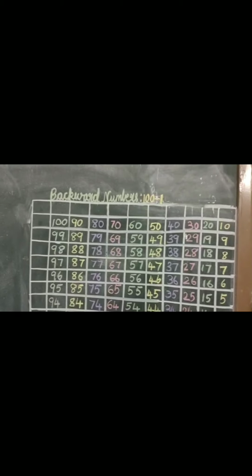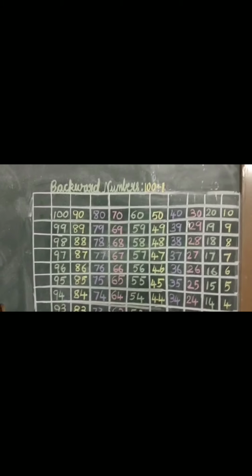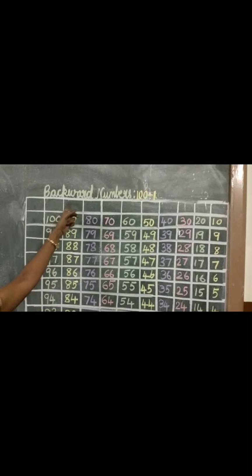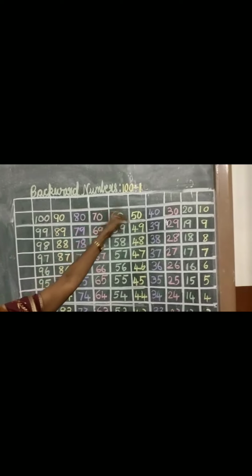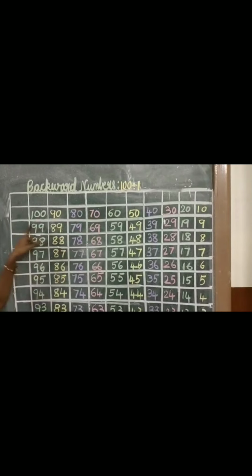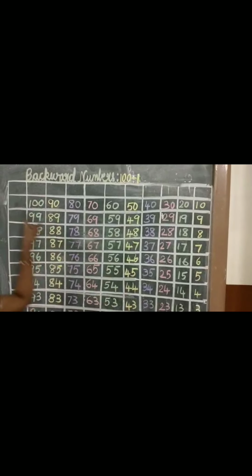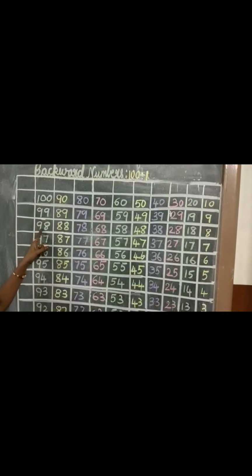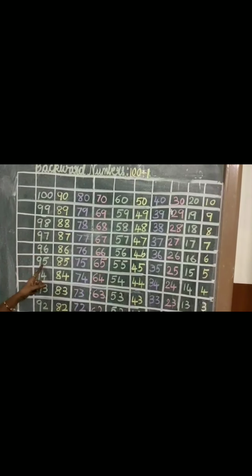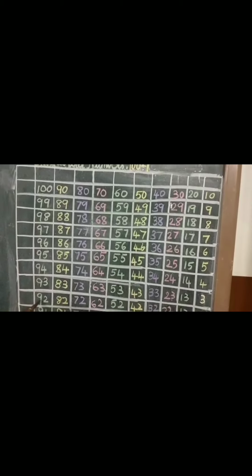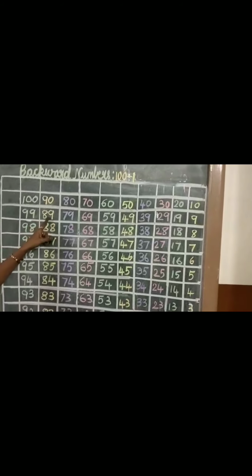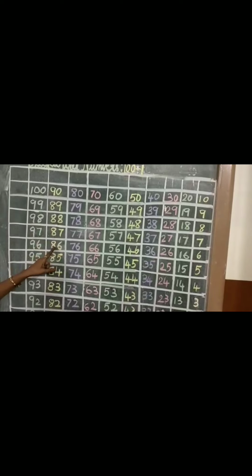To understand the topic subtraction, first of all we have to know the before numbers. To know the before numbers, we have to be thorough with the backward numbers, that is at least from 100 to 1. So already we have written it in the note. See, you have to learn. You should know the before number. For that you have to be thorough with these numbers: 100, 99, 98, 97, 96, 95, 94, 93, 92, 91, 90, 89, 88, 87, 86, 85, 84, 83, 82, 81 and so on. So you should be very thorough with this. Only then can you find out the before numbers.